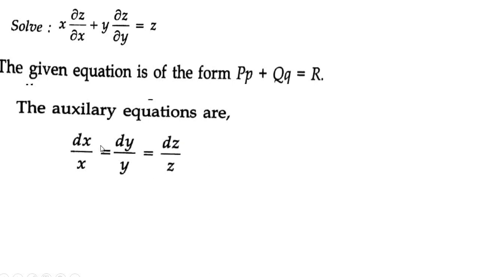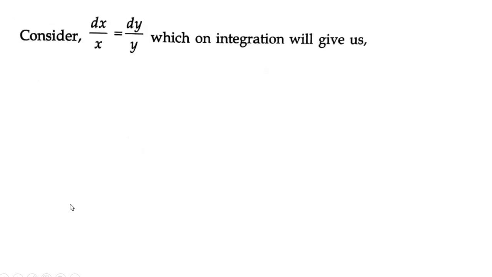In the next step, what we have to do is consider any two pairs. So I'll consider the first two pair. Okay. So consider dx by x is equal to dy by y. Which on integration will give us, what is the integration of 1 by x with respect to x? Integration of 1 by x is log x. Integration of 1 by y is log y, plus an integral constant log c1.